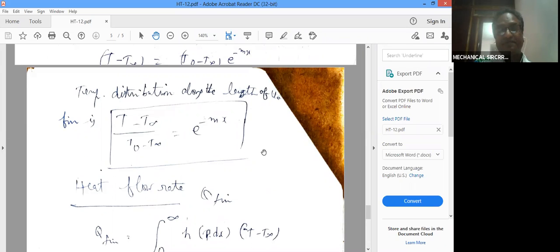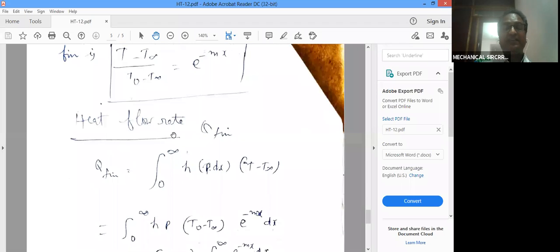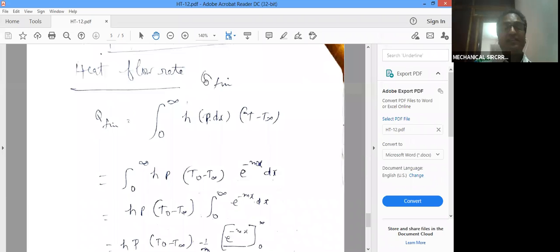Once you have got the temperature distribution equation, how do you calculate the heat flow rate through the fin, Q fin? You calculate the heat transfer rate when x is varying from x is equal to 0 to x is equal to infinity. A very lengthy fin, that is an infinite fin. When the fin is very long, the x value varies from 0 to infinity.